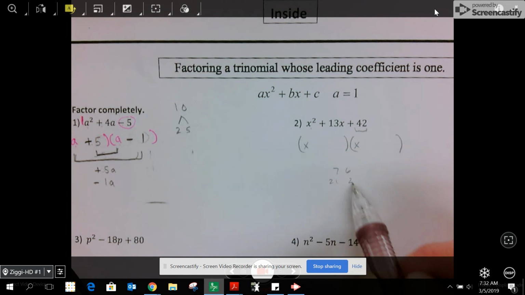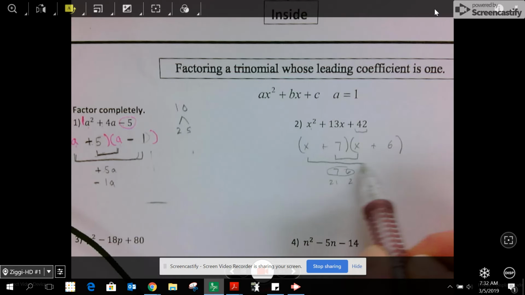Put in 7, put in 6. They're both positive. And then I'm checking my outside terms and my inside terms to see if I get 13. Because I already picked 7 and 6 to give me 42. I picked x and x to give me x squared. So 7x plus 6x is 13x. It's factored. Done. Okay, notice here, this sign was positive. If this last sign is positive, then both of these signs have to be the same.